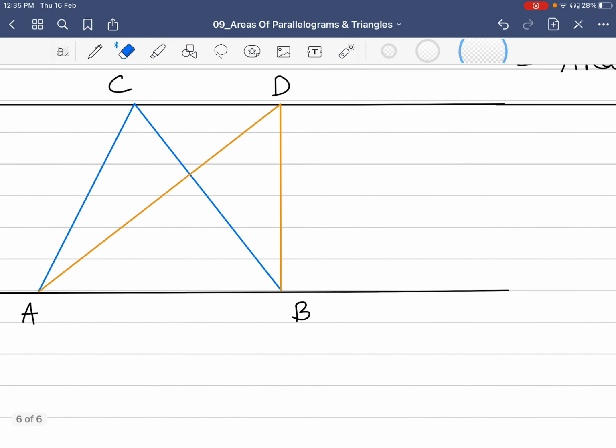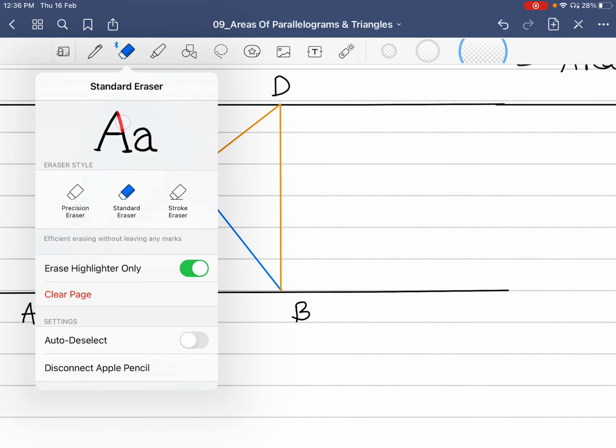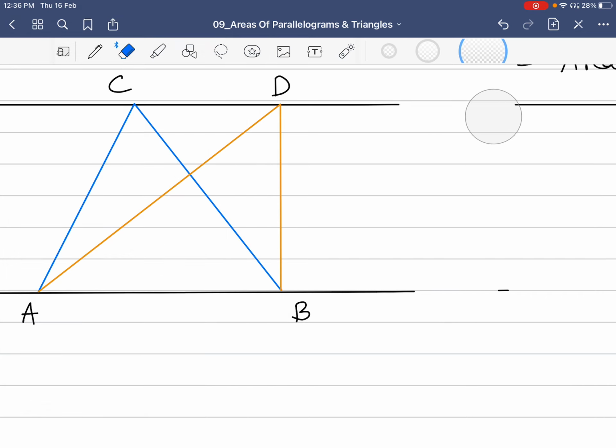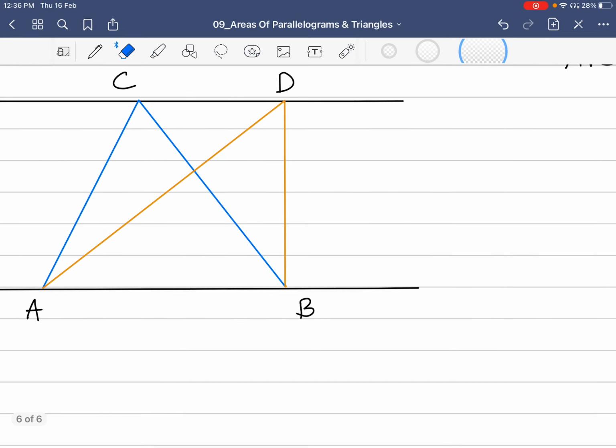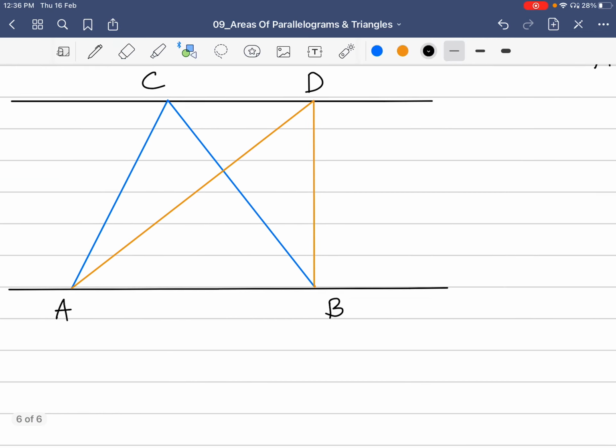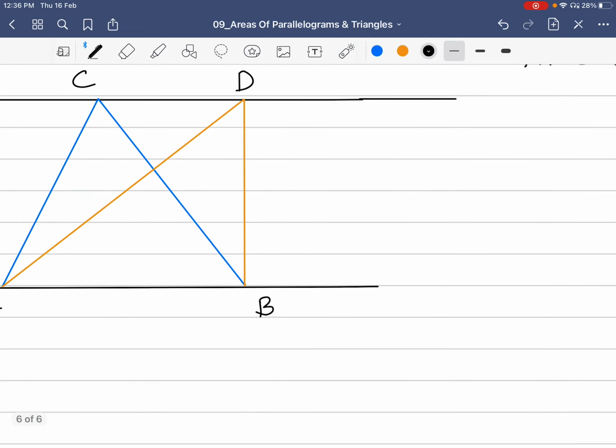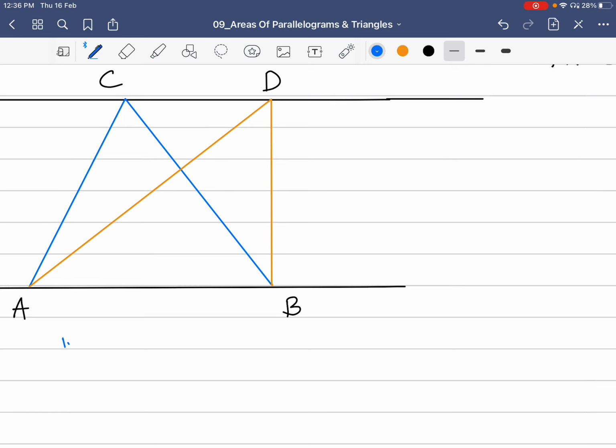Now in order to prove this theorem, first of all, let's reduce this. We don't need this much of parallel lines. So in order to prove this theorem, we are going to use the previous two theorems that we have seen with respect to parallelograms and triangles between the same parallels and same base. So first we are going to do some construction. Point number one. Construct.